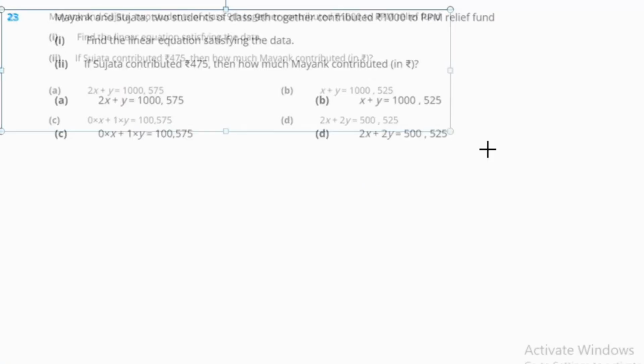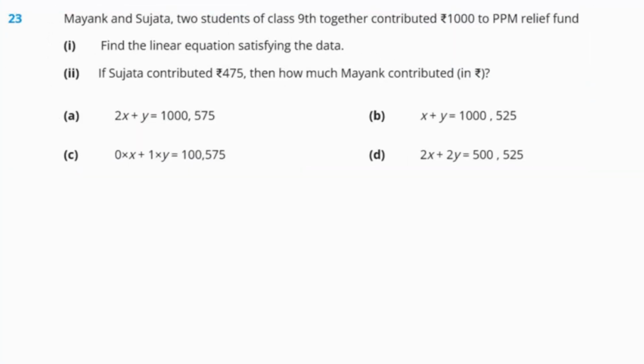Now the next question is saying that Mayank and Sujata, two students of class 9, together contributed 1000 rupees to the PM relief fund. Find the linear equation satisfying the data. We can take that Mayank has contributed X amount and Sujata contributed Y amount. So together they contributed 1000 rupees. So the linear equation that can depict this situation is X plus Y is equal to 1000.